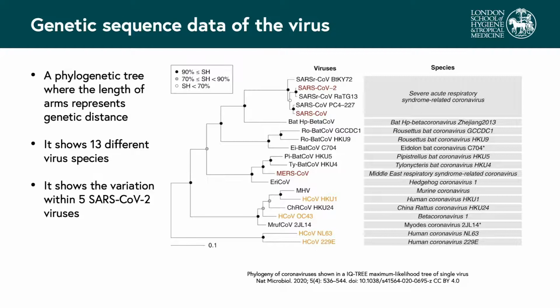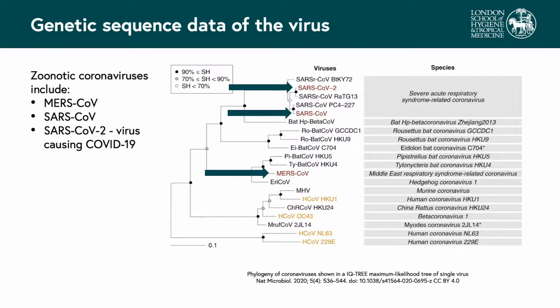When we have that genome, we can now start to put it together with all the other viruses. And here you can see all the coronaviruses that we know about put together. And you can see SARS-CoV-2 there, along with the bat viruses, not too far away from the SARS coronavirus. We can see that zoonotic viruses that occurred since 2003 are the MERS coronavirus, SARS coronavirus, and now the SARS coronavirus 2, which is the cause of COVID-19.